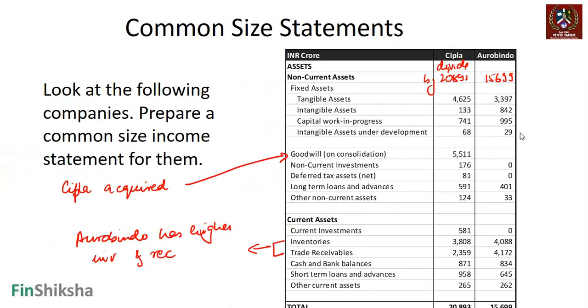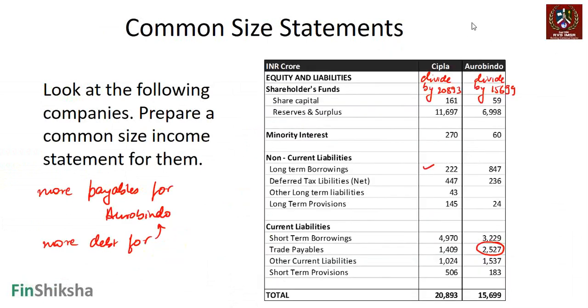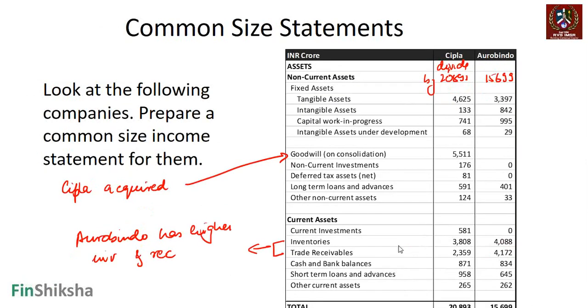So in this case, these are two pharma companies. We find that the first firm, Cipla, has lesser debt. It has lesser payables. It also has lesser inventory and lesser receivables, and at the same time, it has some goodwill on consolidation, which is, if you see, a fair chunk of the balance sheet size. If you actually look at this balance sheet size, nearly 25% of the balance sheet is goodwill.